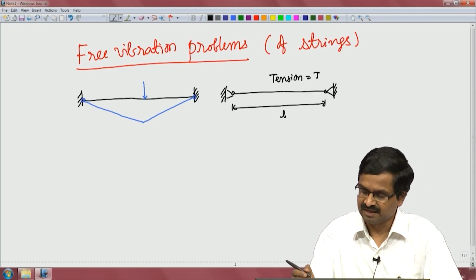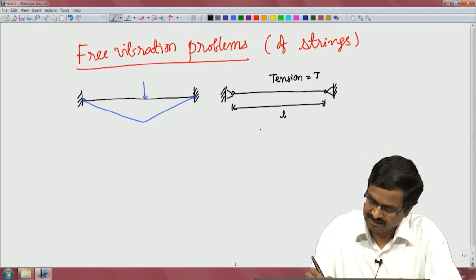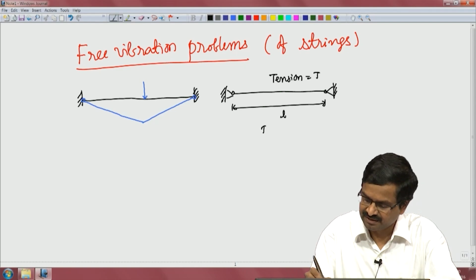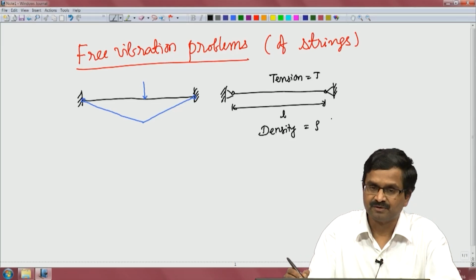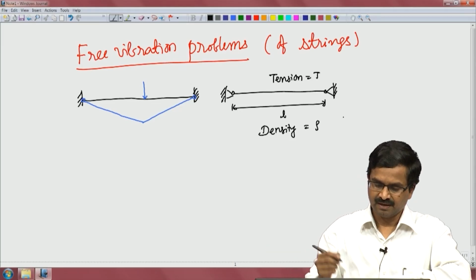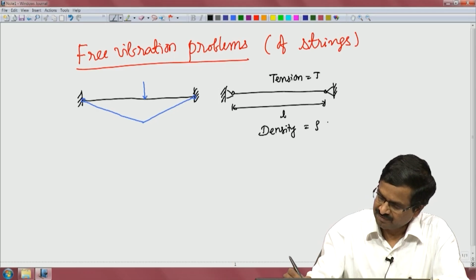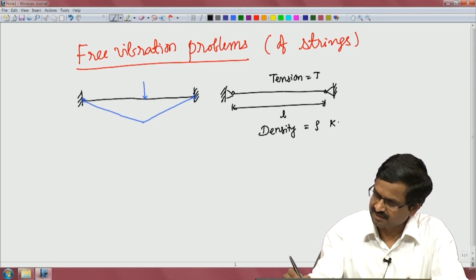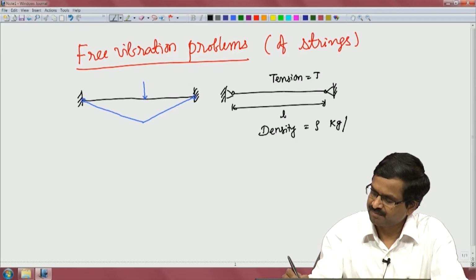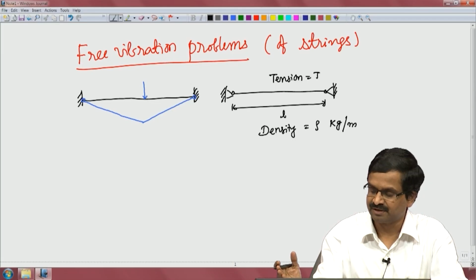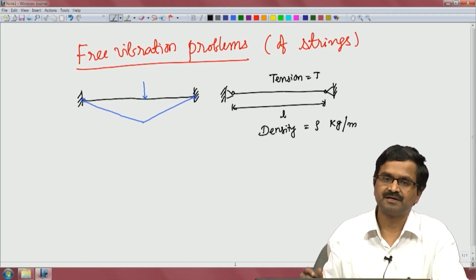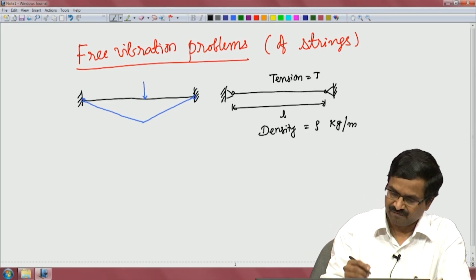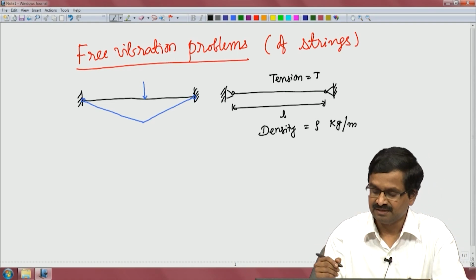A string that is length L, tension T, and the material property that we would need here is density, mass density, denoted by rho. Okay. So, now we will actually define this rho as kilogram per meter, unit cross section. So, we will take it density like that way, linear density, kilogram per meter as opposed to kilogram per meter cube. If you have such a thing, we want to write the governing equation for it when we pluck it.